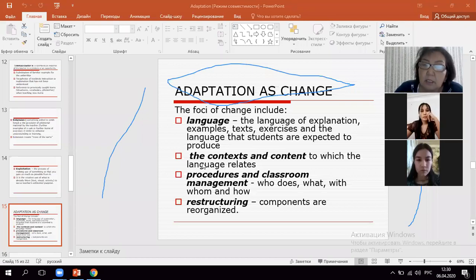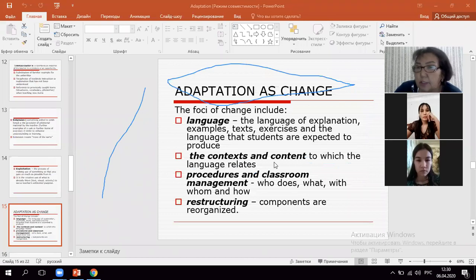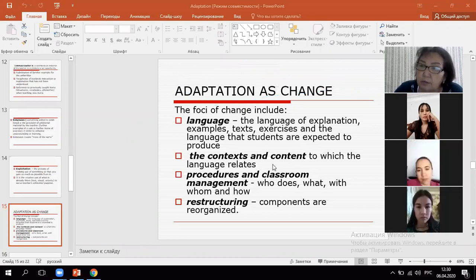Again, the next, you can change the context and the content to which the language relates. You can change the context because you think that the culture of the context, the culture of the content, is not appropriate for our learners. Some points in this content are not so good for our learners, yeah, for their upbringing. So you may change it. Procedures and the classroom management.